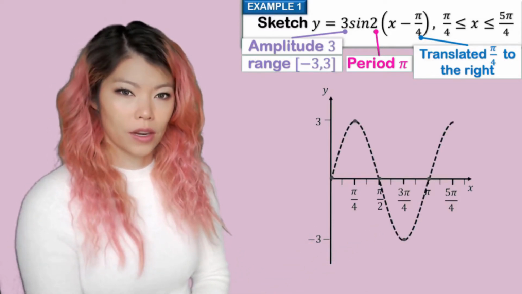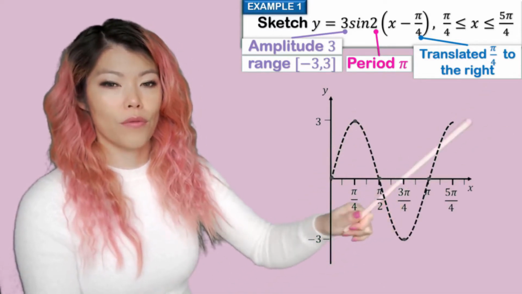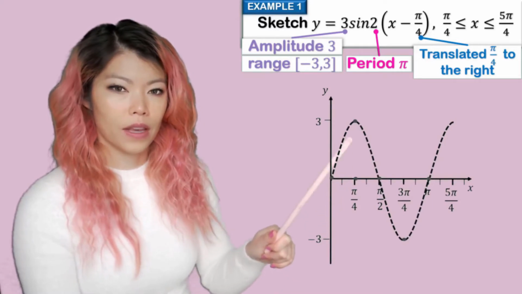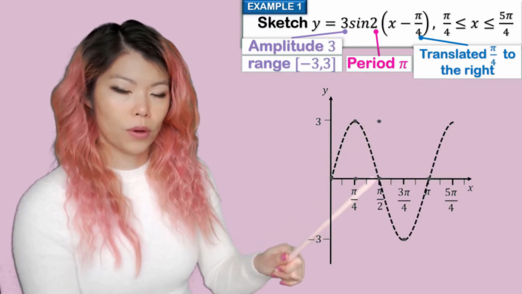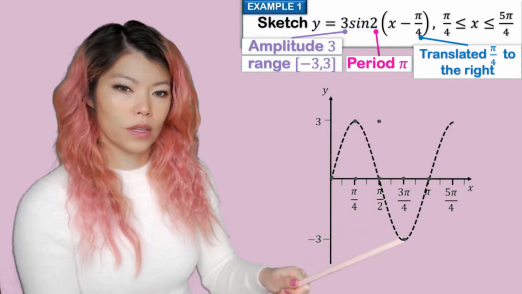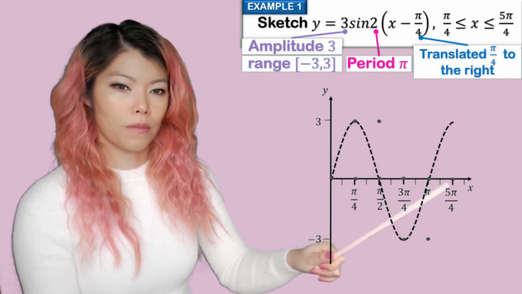What about the translated graph? So we take each of these points we have, and now we move it to the right by pi on 4. So this point here is going to be now here. This point here is going to be at pi on 2 and 3. This point here is going to move by pi on 4 as well. This one here is going to go to pi. This point here is going to be at 5 pi on 4.